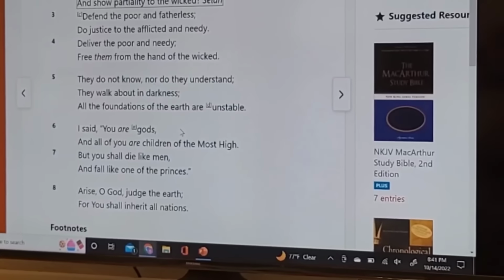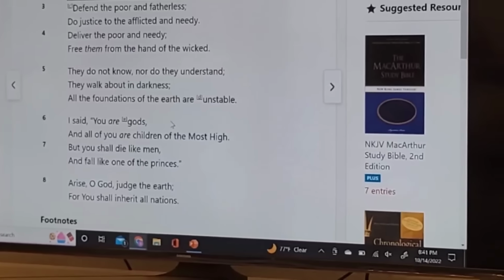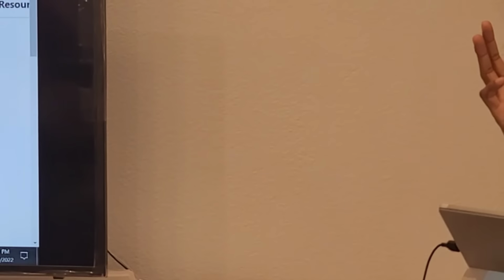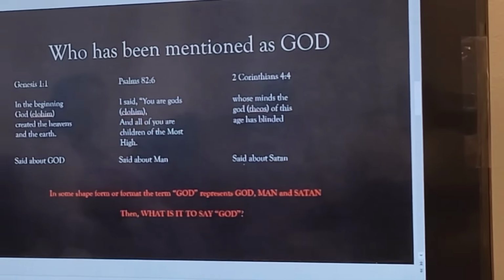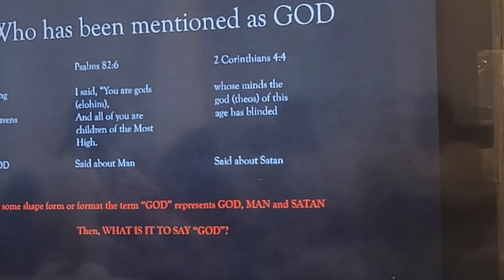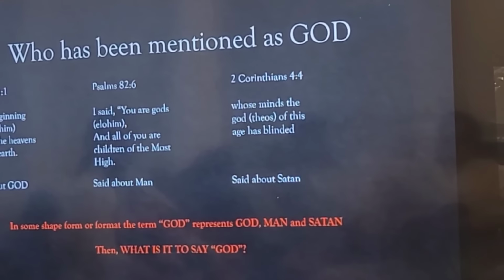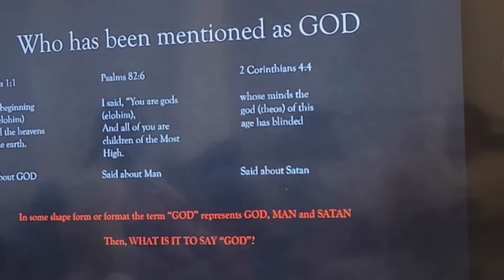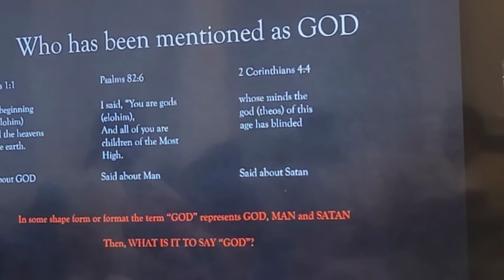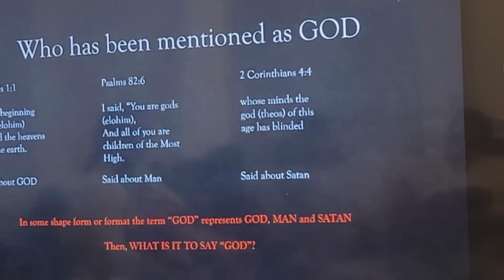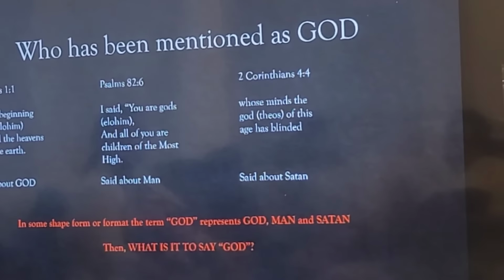So, the question is, all of us answered with a certain thought, who is God? But now, man is also called God, not by a man, but by God himself. Third one, 2 Corinthians 4:4. Whose mind the God, Theos, of this age has blinded. This is talking about Satan. He is also referred to by the term God.